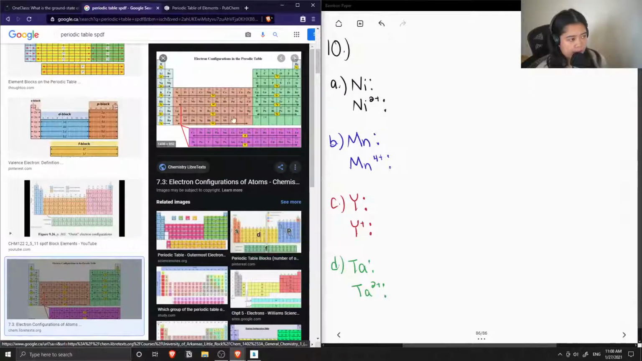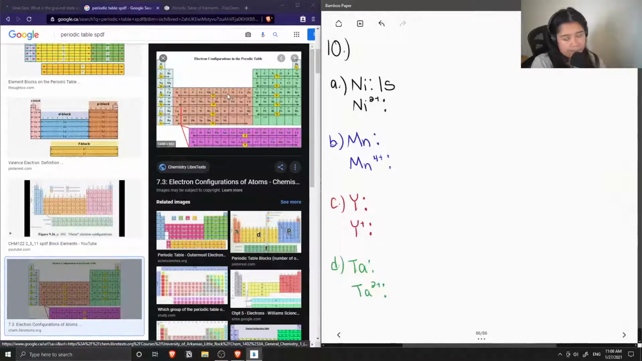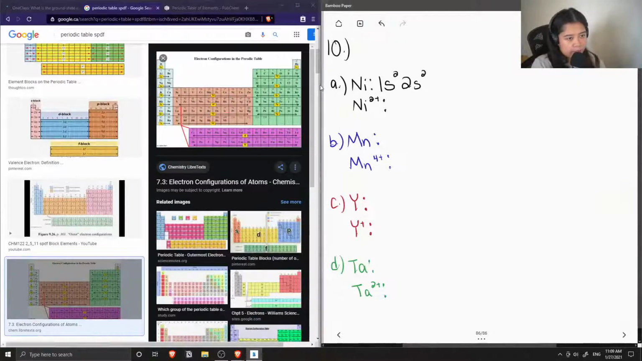Okay, so let's start off with nickel, which is found right here. Its atomic number is 28. Starting from hydrogen, we write the row number, which is 1, and then the block letter, which is S. And in the superscript, it tells us how many electrons are in that orbital. So we have 1s2, and then going on to the next row, we write 2s2, and then moving across to the p orbital, we're still in row 2, so 2p6, which is the electron configuration of neon.